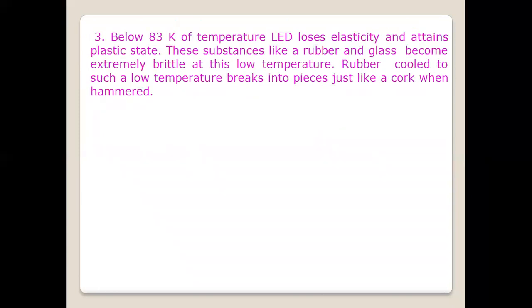At a low temperature, nearly 83 Kelvin, lead loses elasticity and attains a plastic state. We know in the case of rubber also, at a very low temperature it loses its elastic property and attains plastic property. At such low temperatures it becomes brittle, so it can break easily. Rubber cooled to such a low temperature breaks into pieces just like a cork when hammered. So at very low temperatures the material loses its elasticity.